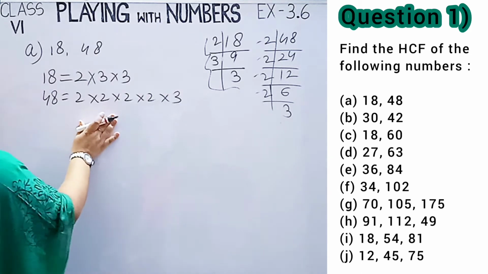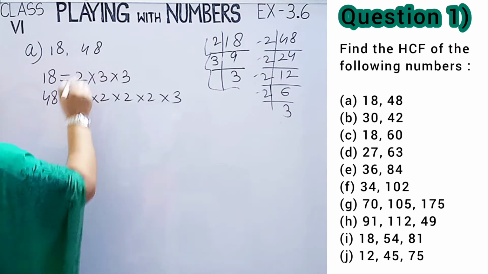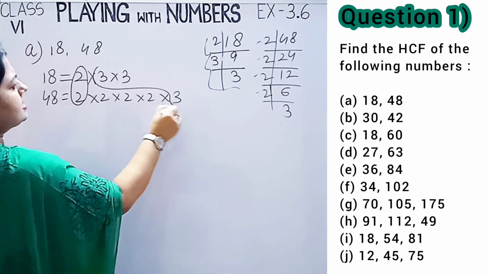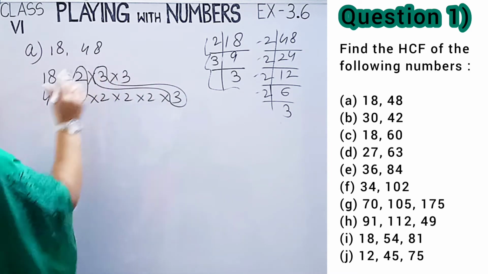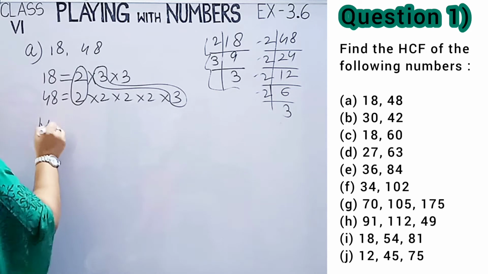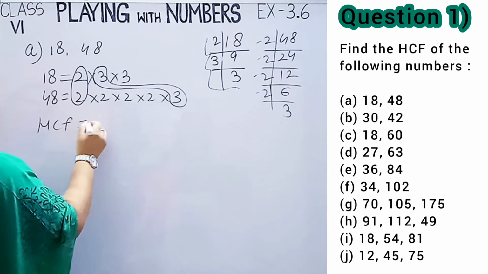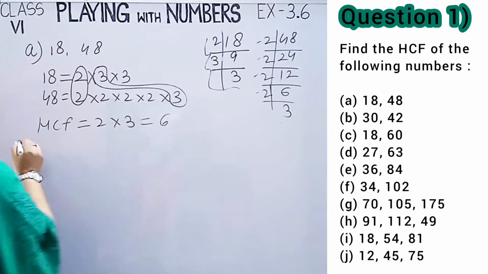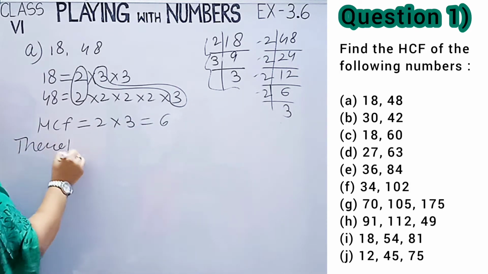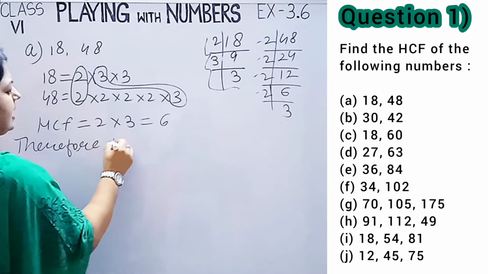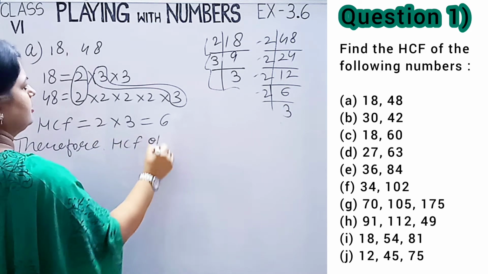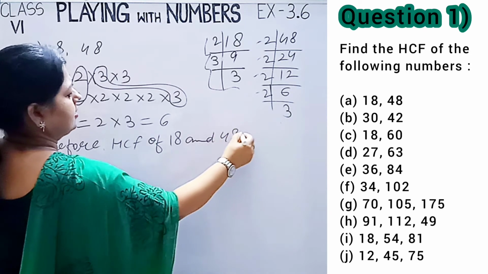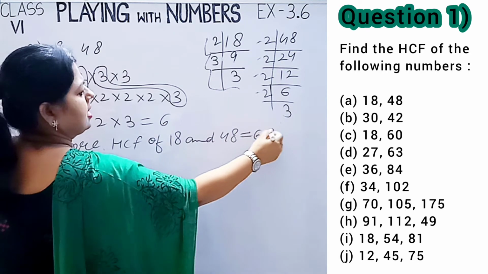Now we have to find out common factors. So here 2 is common and this 3 is also common. It means HCF is equal to 2 into 3, which is 6. Therefore, HCF of 18 and 48 is 6. Answer.